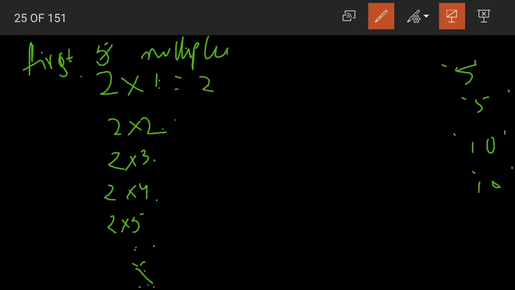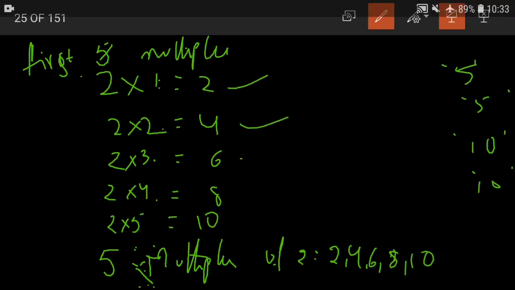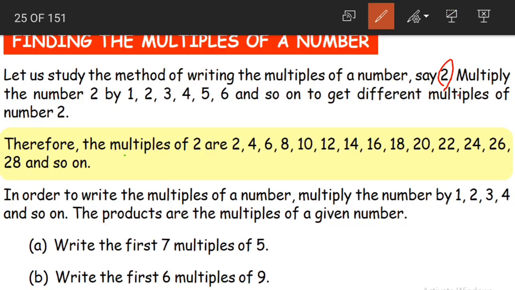We have 2 ones are 2, 2 twos are 4, 2 threes are 6, 2 fours are 8, 2 fives are 10. So how should you write? First 5 multiples of 2 is equal to 2, 4, 6, 8 and 10, children. What are the first 5 multiples of 2? 2, 4, 6, 8 and 10. Clear? How do we write the multiples? For the given number, multiply it by 1, then 2, then 3 and so on, depending on the question. Therefore, the multiples of 2 are 2, 4, 6, 8, 10 and so on, children.